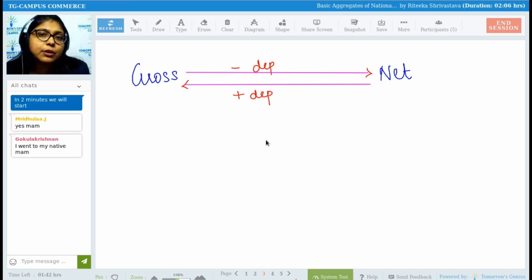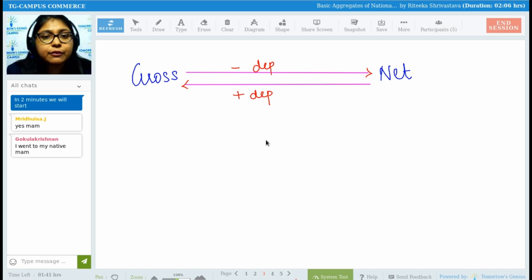Fine. Gross is the actual value; when you remove the depreciated amount, the total amount which remains in your hand is called net value. From net value, if you want to go back to the gross value, you have to add back the depreciation which you had deducted, and you will directly reach the gross value. So from gross to net, you have to deduct depreciation, and from net to gross, you have to add depreciation.